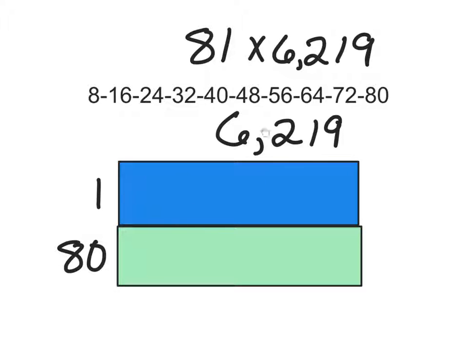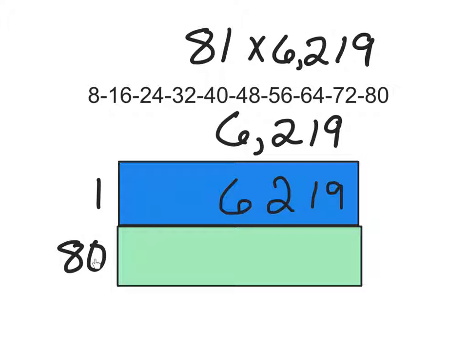And 1 times any number, in this case 6,219, will give you 6,219 because it gives you that exact same number, right? And that's super cool. All right, let's move on down to the 80.